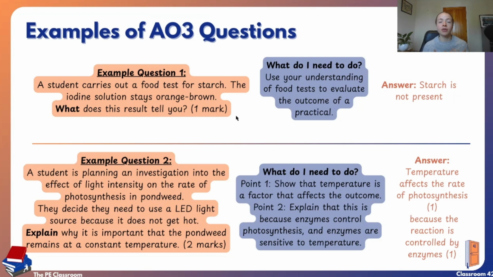This is obviously related to photosynthesis and the required practical, but it is also linked to enzymes, because we should know that photosynthesis relies on the action of enzymes, and we can think back to B2 and realise that temperature affects the activity of enzymes. So in this answer here, we would need to say simply that temperature affects the rate of photosynthesis, hence the LED light support, because the reaction is controlled by enzymes. So that's showing that we can put the information from different topics all together into a single question.